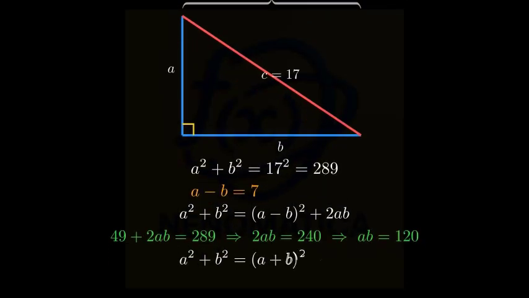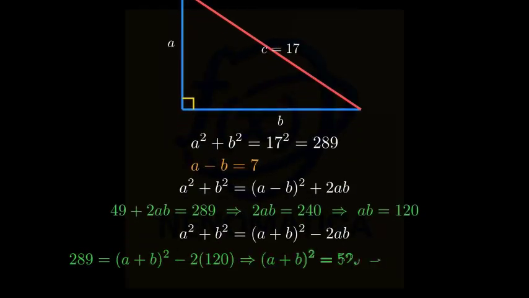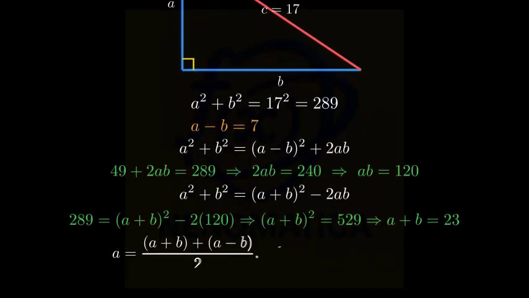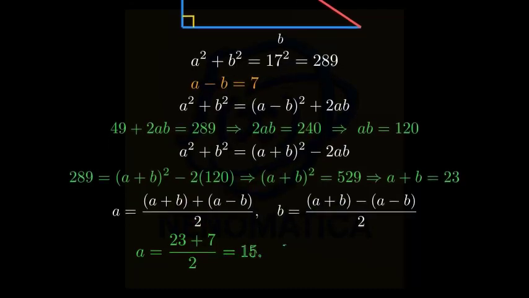Step 3. Now use the other identity. A squared plus b squared equals the quantity a plus b squared minus 2ab. Set 289 equal to the quantity a plus b squared minus 2 times 120. That gives a plus b squared equals 529, so a plus b equals 23. Step 4. With sum 23 and difference 7, we can solve immediately. A equals the sum plus the difference over 2, which is 15, and b equals the sum minus the difference over 2, which is 8.